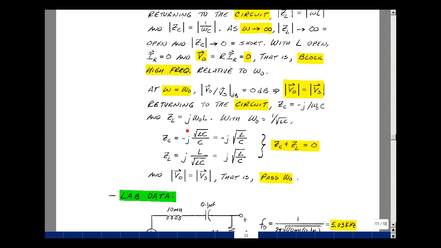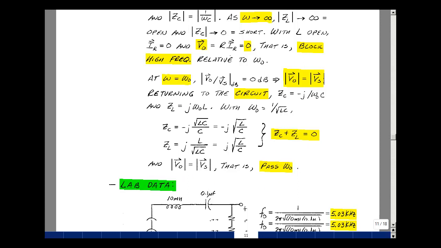For the inductor, we have j times L, and omega naught, 1 over the square root of LC. Think of this as the square root of L squared. One of those cancels with this, and you get the square root of L over C. So these are the same but opposite signs, so their sum is 0. Again, they form a short circuit, they're resonating. The output equals the input, and we pass omega naught.